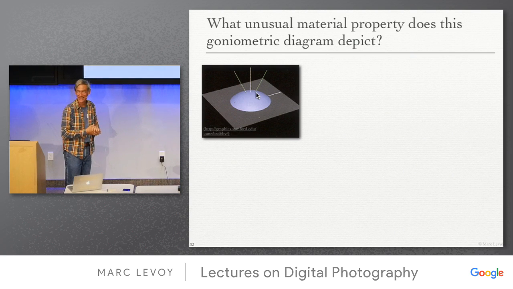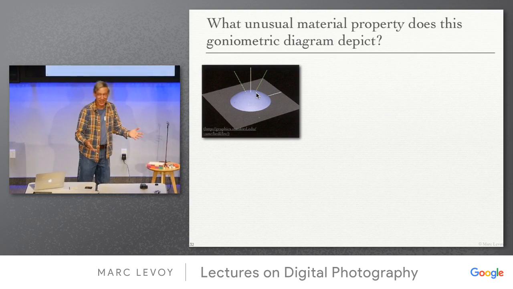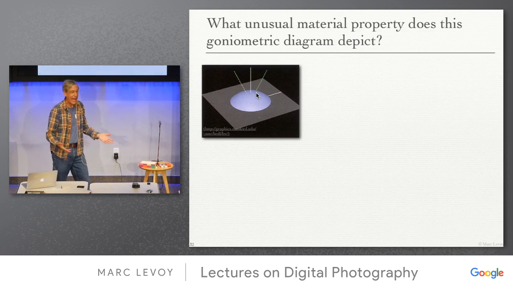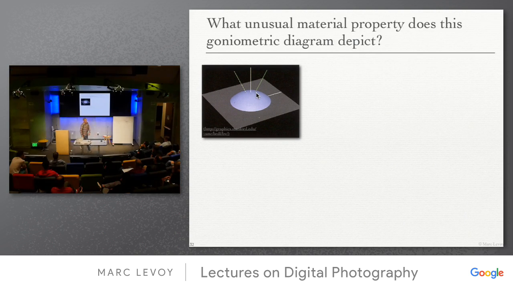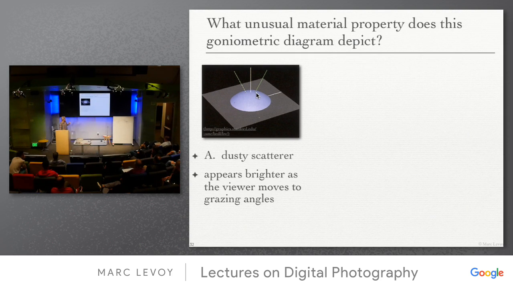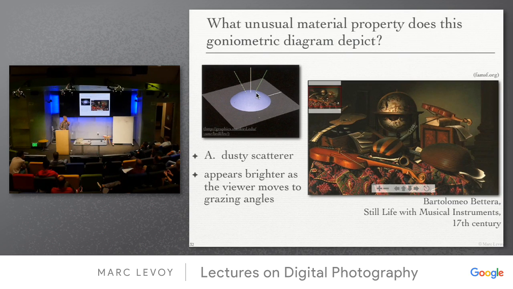Your wife tells you, a dusty surface. How do you know if a surface is dusty? Get down there and look at it like this. See if you can see the dust, right? So an ideal scatterer would be perfectly horizontal. That's, of course, impossible from an energetics point of view, but so it falls off a little bit. But that appears brighter as you move to grazing angles.